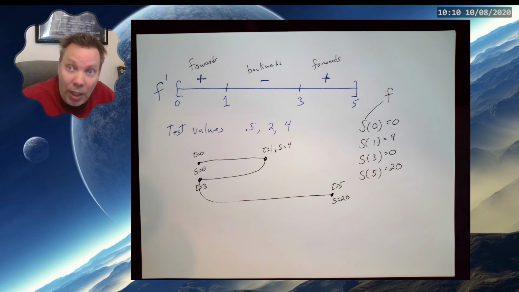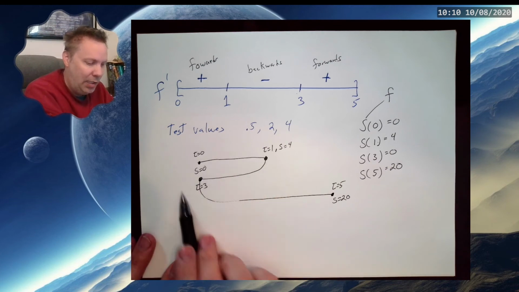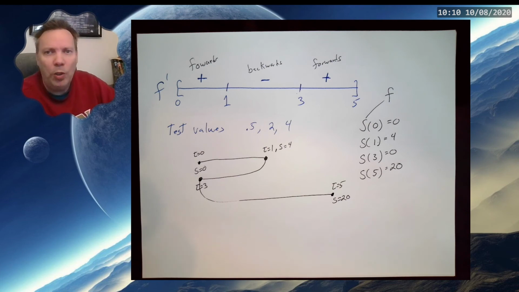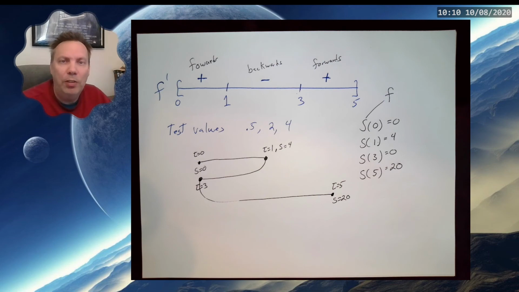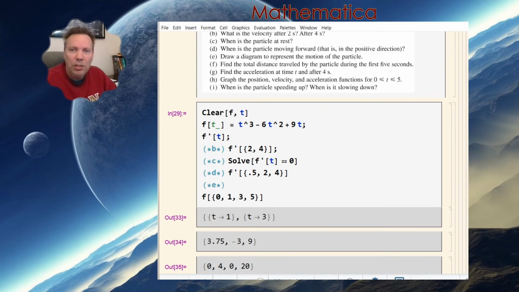This is a diagram that I'm going to be asking you for. I call it the little snake diagram because it goes back and forth. So I want to answer one more question before I stop this, and then I'll do the next part in a different video. So part E, draw a diagram to represent the motion of the particle. I already did that.